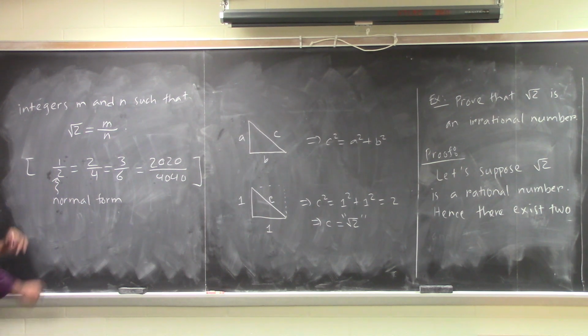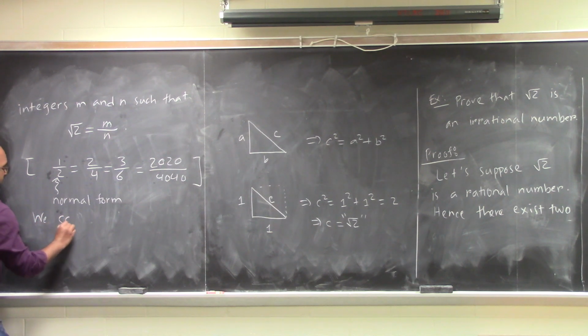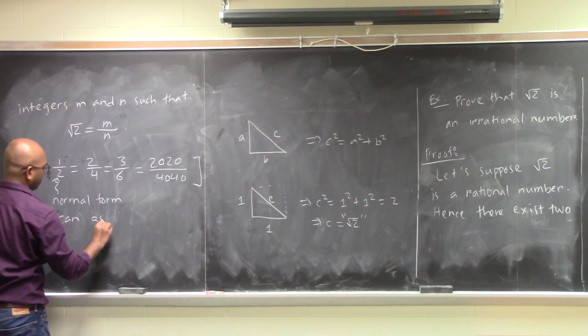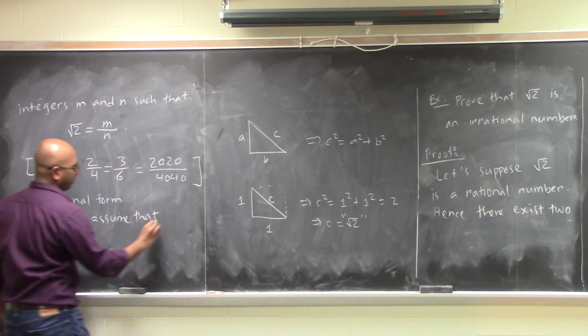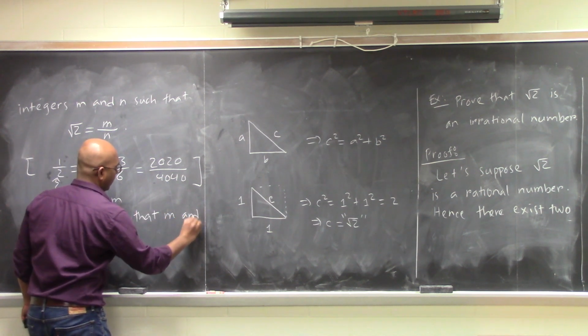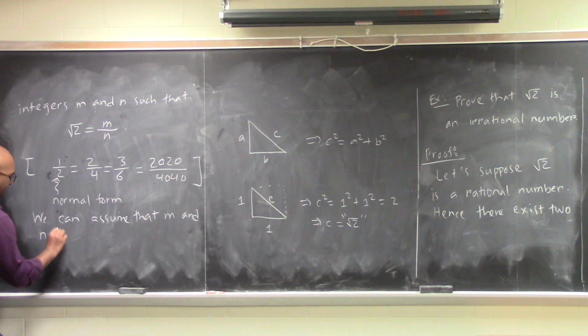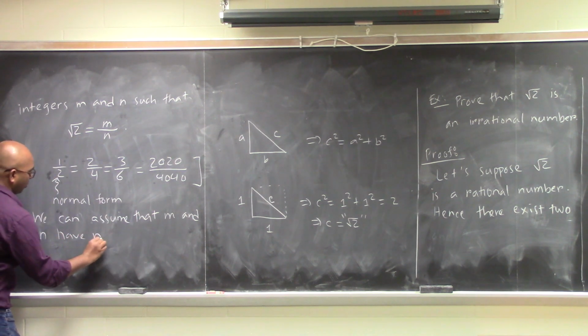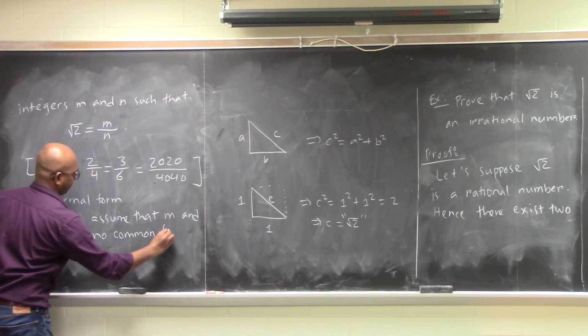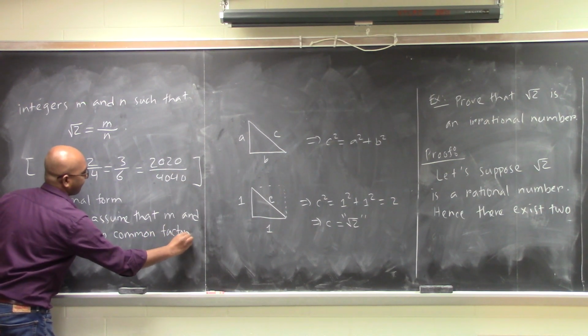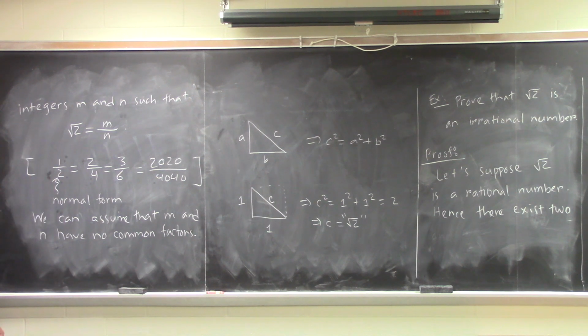All right, so here we can assume that m and n have no common factors. Okay, this is going to be a key part of the argument.